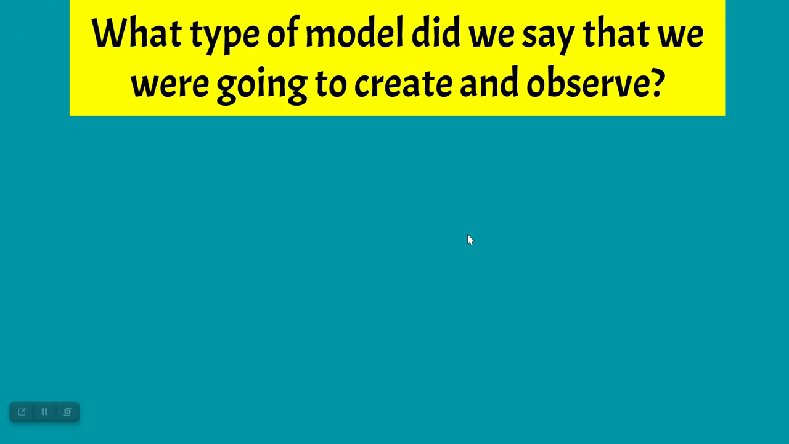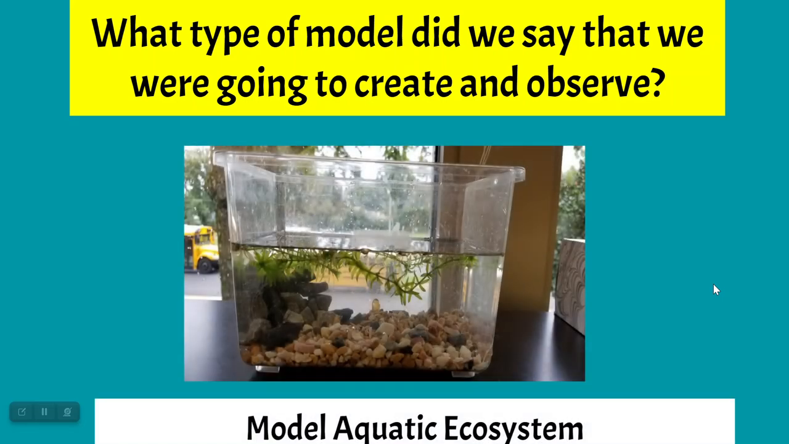All right, think back when we talked about biodiversity. What type of model did we say that we were going to create and observe? You may remember this. We said that we're going to have a model aquatic ecosystem. And so that's true. That's what we're going to have. So here is an example of a model aquatic ecosystem. So we have water, that's aquatic, right? We have some rocks in the bottom, small rocks here, and then bigger rocks kind of in a pile.